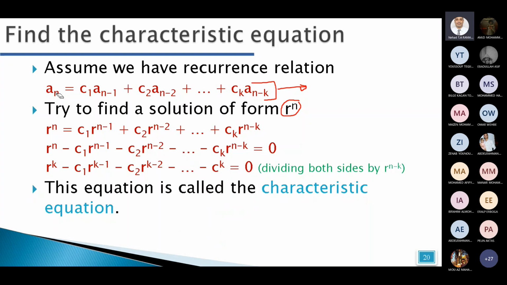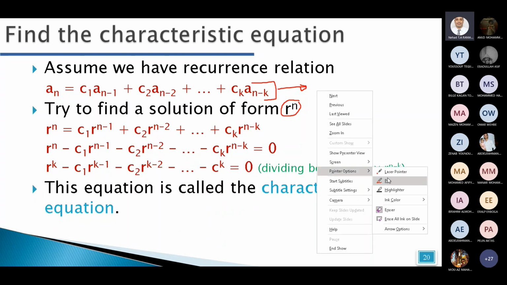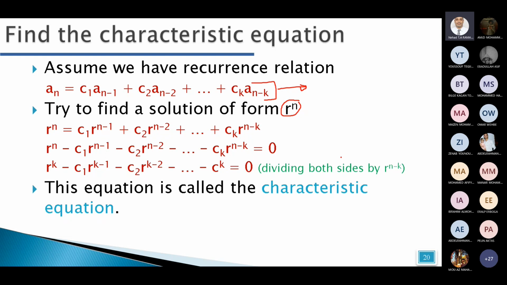Because an equation with power 1, power 2, and so on is easy to solve using the normal way of solving equations. So I will rewrite this one as this. a_n is r^n, equal to c1 times a_(n-1), which is r^(n-1), and so on until c_k times a_(n-k), which becomes r^(n-k).